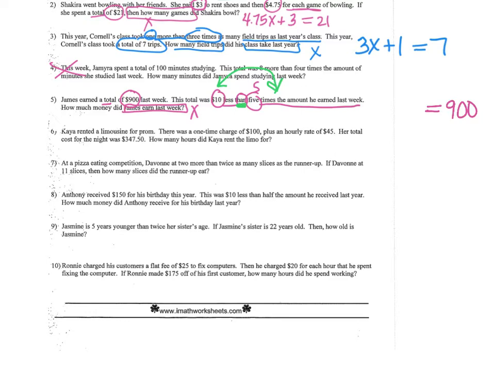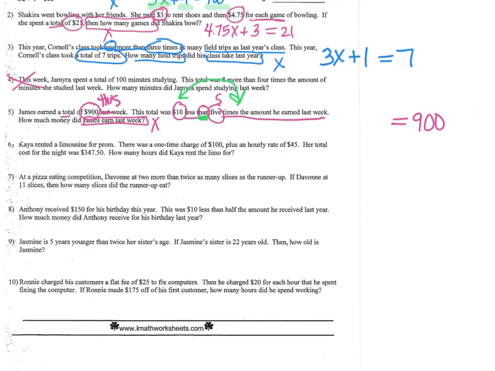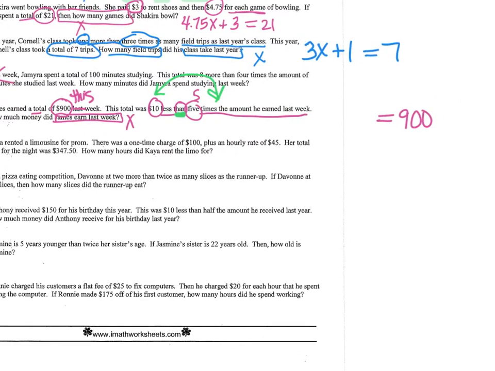But it says that he earned 900. It says 5 times the amount he earned last week. That's what we don't know. So I'm going to write 5x, 5 times whatever he earned last week, minus $10. And so then he gets $900 total.